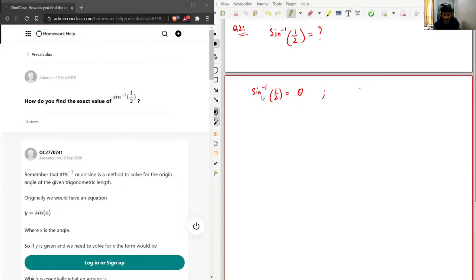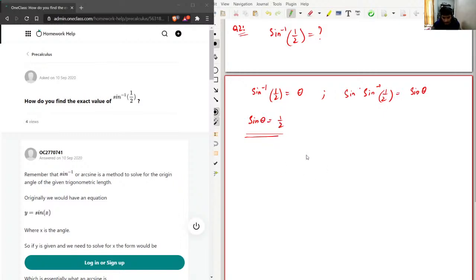Sine inverse of half is equal to theta. We'll just operate sine on both sides. So it will become sine of sine inverse of half equals sine of theta, and the sine and sine inverse will cancel each other. So at the end we'll have sine of theta is half. Now we need to find the value of theta such that the sine of that angle is half.